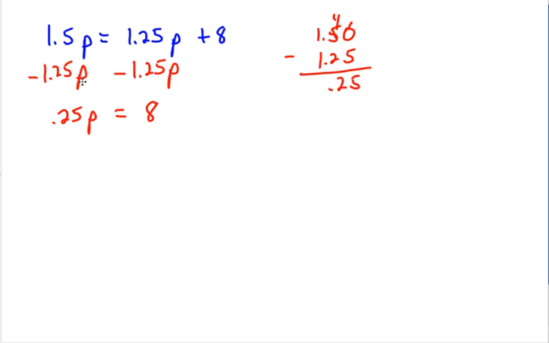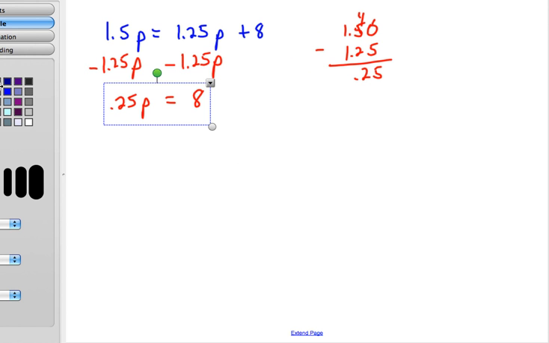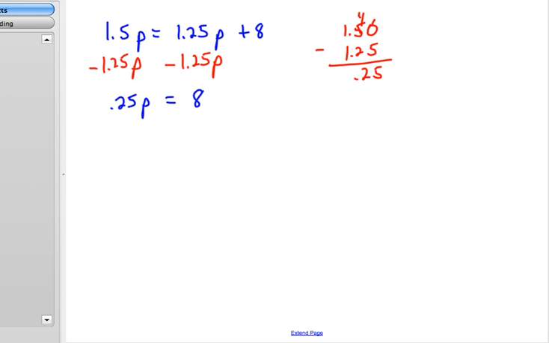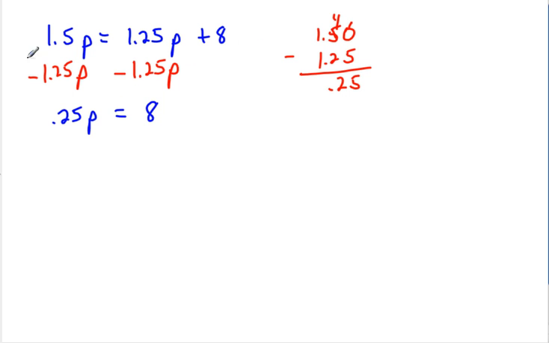And now we're going to, oops, I should have done that in blue. Let's try that again. All right, we're going to make that blue. Okay, so now we're going to divide both sides by 0.25. Remember, when you divide by a decimal, it's actually going to make the number larger. So p equals, so 8 divided by 0.25 is actually 800 divided by 25.